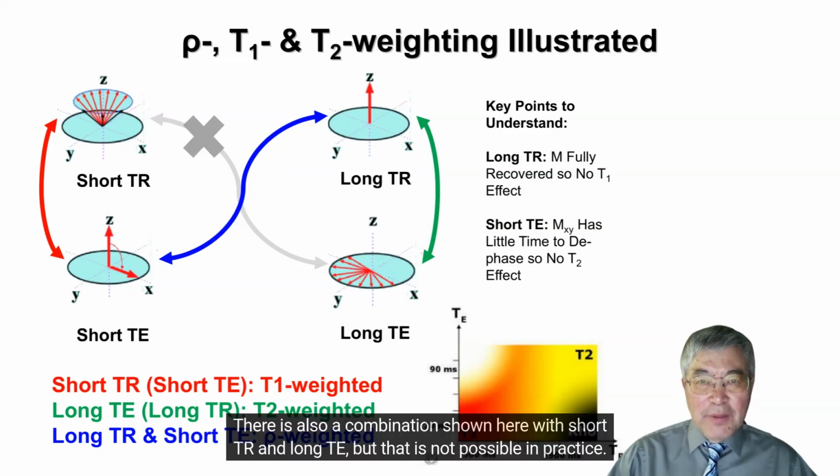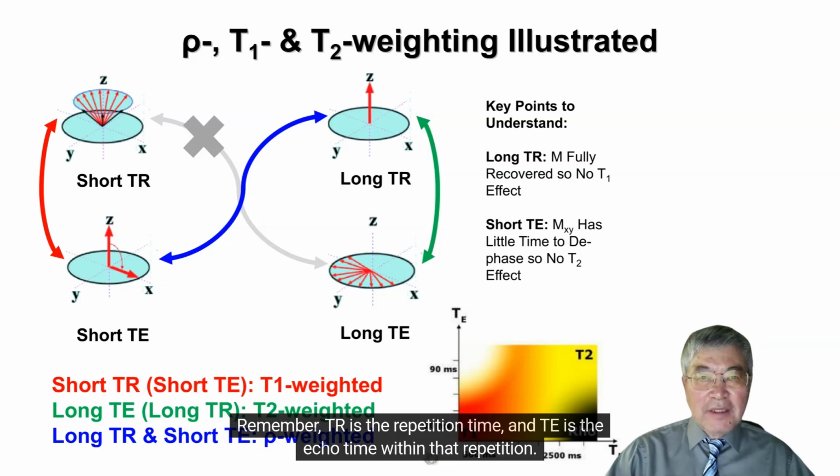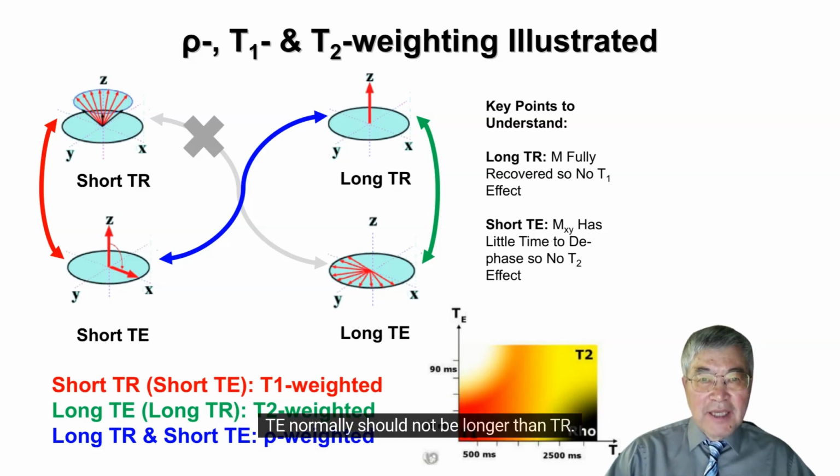There is also a combination shown here with short TR and long TE, but that is not possible in practice. Remember, TR is the repetition time and TE is the echo time within that repetition. TE normally should not be longer than TR, so this case does not exist physically.